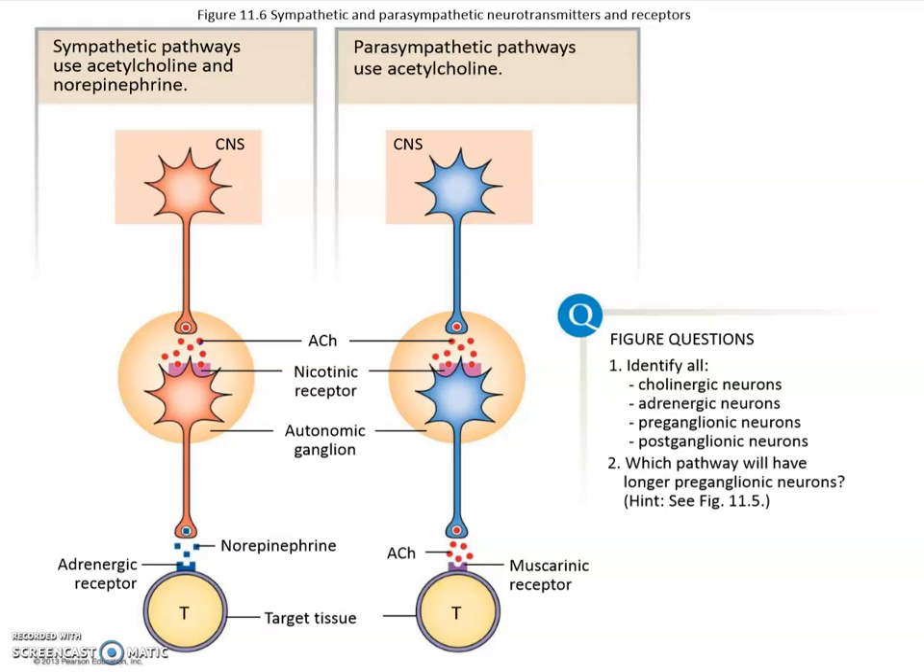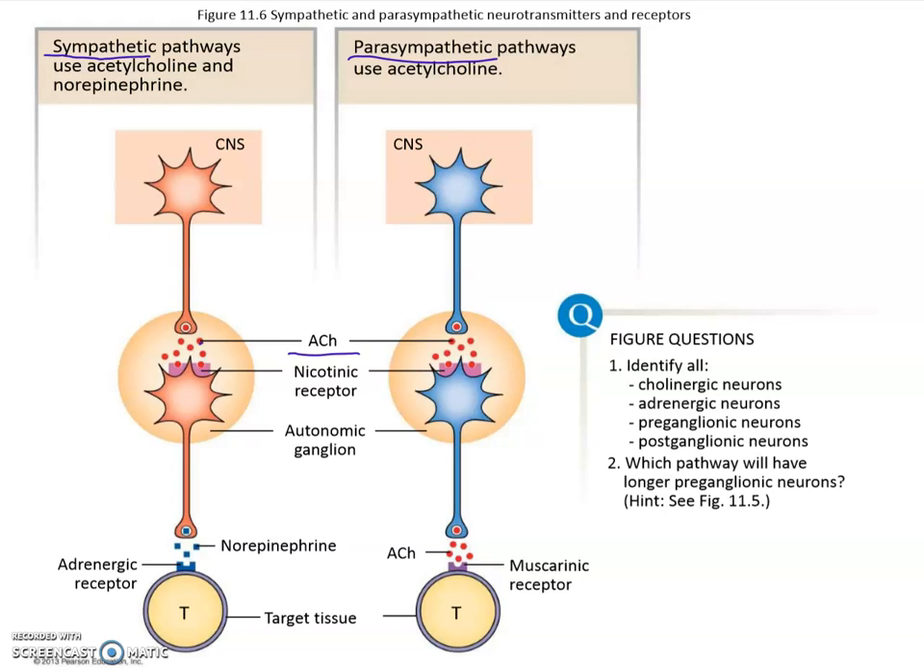Okay, so let's finish up this here. The point of this slide here is to show that at the ganglion in the autonomic nervous system, when we are synapsing from presynaptic to postsynaptic neuron, we always use acetylcholine, no matter what, regardless of whether we're on the sympathetic side or on the parasympathetic side.